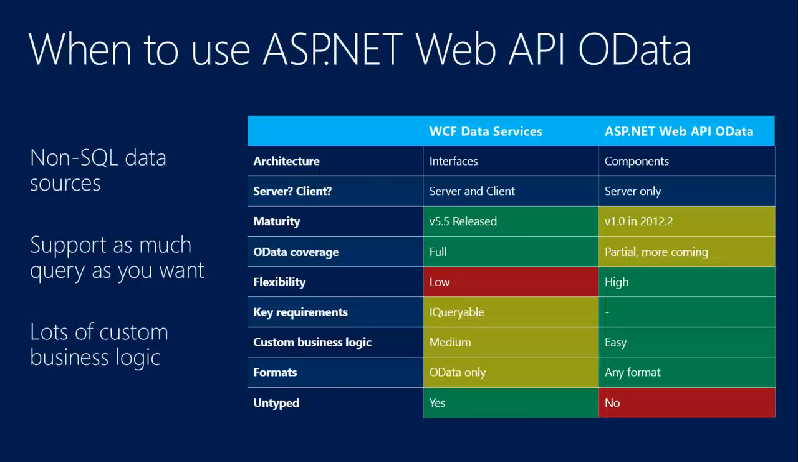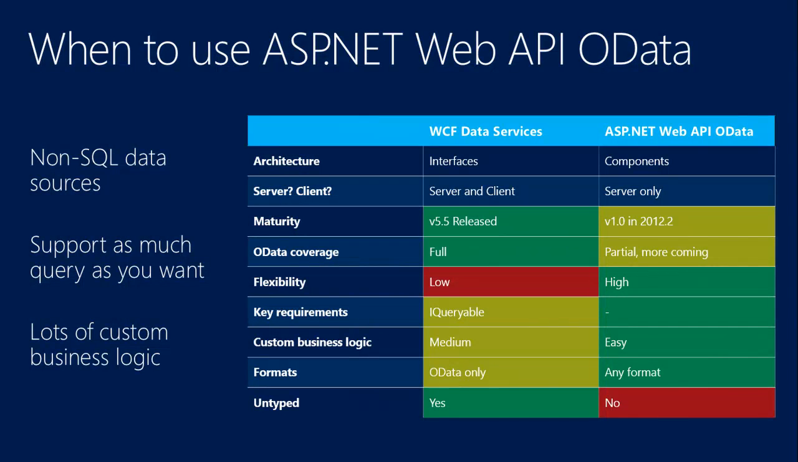The maturity level for these frameworks is different. WCF Data Services continues to chug along. They're pushing out updates on NuGet. They're up to 5.5 now, I think, is the latest release. They continue to invest. Web API OData was a V1 release in the 2012 Update 2, and we're working on our next release, so it's a little younger.